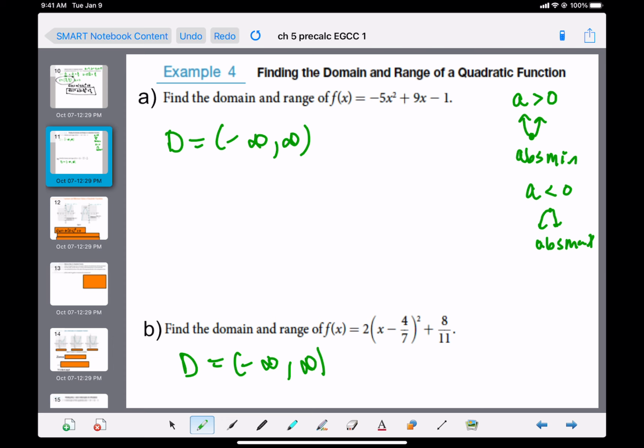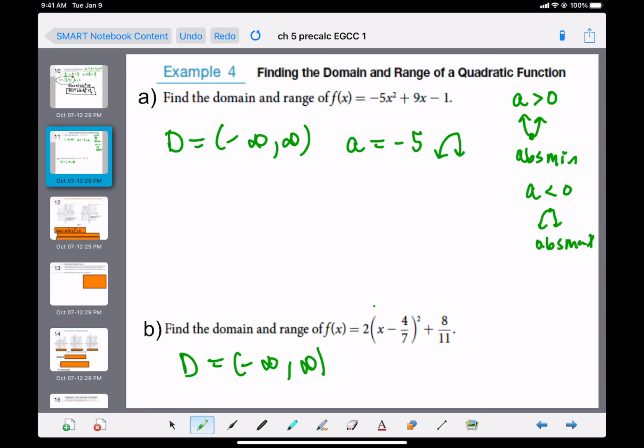But let's take a look at example 4a. The a value is negative 5. If the a value is less than 0, I know without thinking that my parabola is pointing downwards. Remember, a negative in front flips that parabola. We learned that last chapter. So the highest value is the vertex. So without even graphing it, if I know where the vertex happens, I know what the highest value is going to be. I know where the absolute maximum occurs, so I know where the range stops.